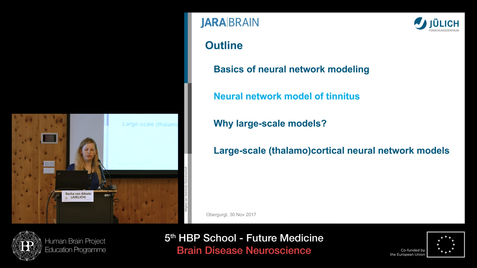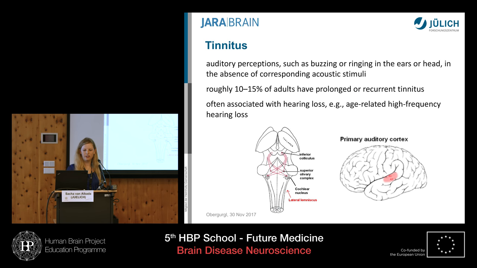So now I'll go into an example of a neural network model of tinnitus. Tinnitus is an auditory perception such as buzzing or ringing in the ears or head in the absence of corresponding stimuli. It can actually be pretty much any annoying sound that you can think of, like hissing or whistling or buzzing. Yeah, buzzing is mentioned here. And a lot of people suffer from it. I've also had it myself.